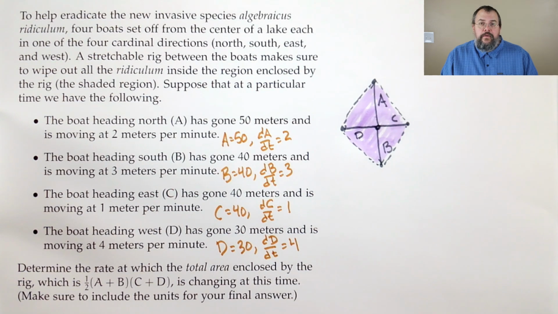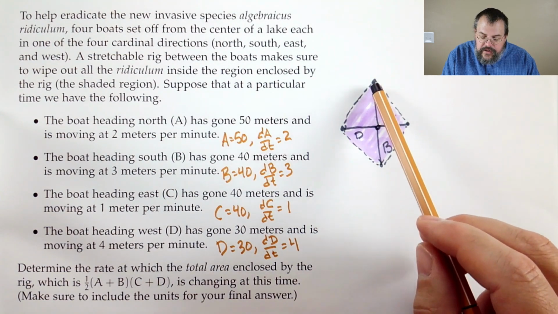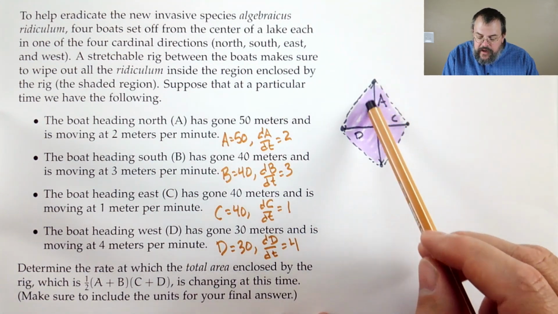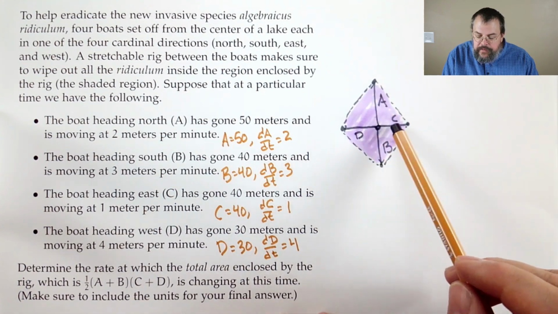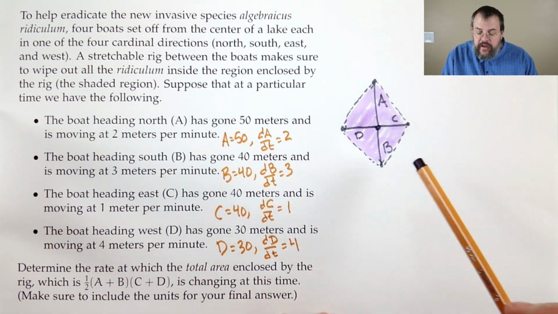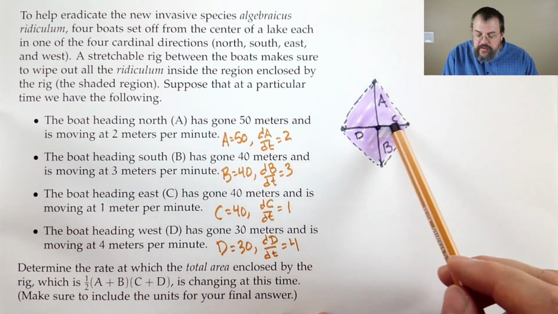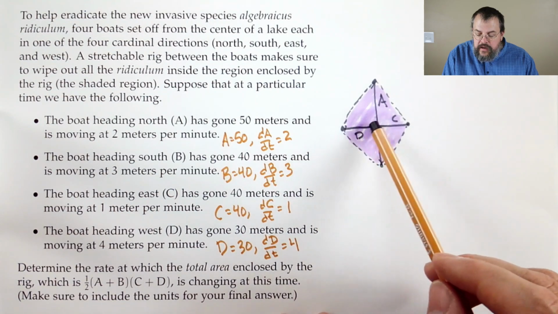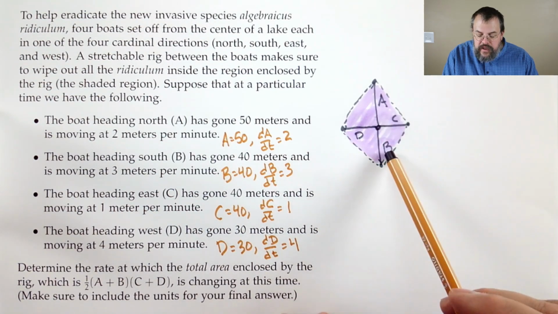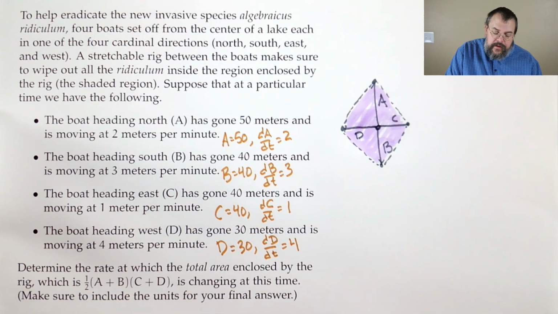So the question becomes, what's happening to the total area which is enclosed by the rig? Well, what is the total area? It actually gives it to us. It's 1/2 of (A plus B) times (C plus D). Now, even if they hadn't given us the area, we could have found it without too much work, because there are really 4 right triangles. In each right triangle, the area is 1/2 base times height. So this is, for example, 1/2 A times C. Here's 1/2 A times D, 1/2 B times D, 1/2 B times C. And if you put them all together, this is what you end up with.